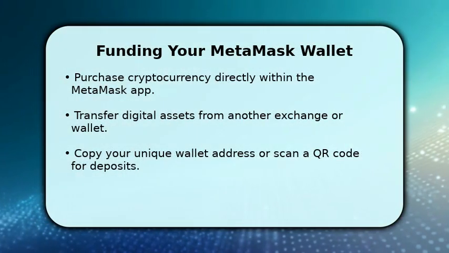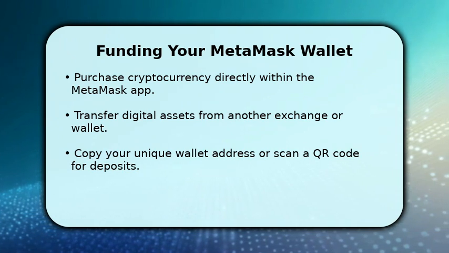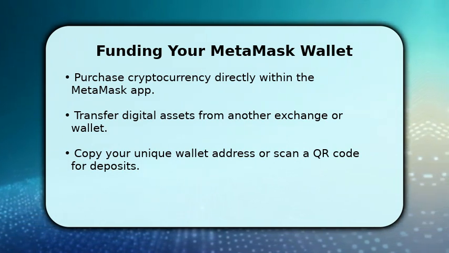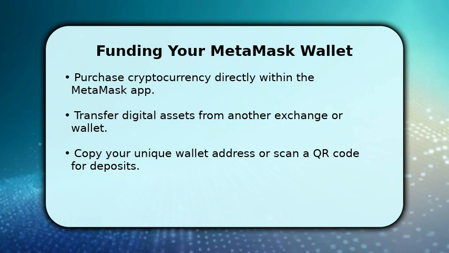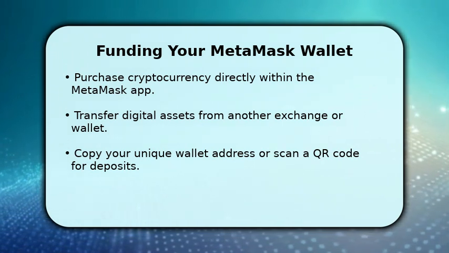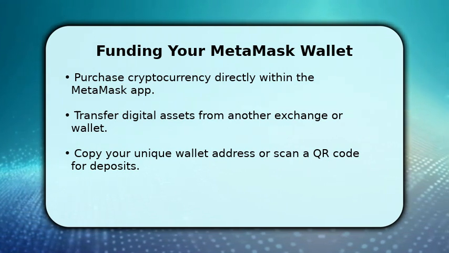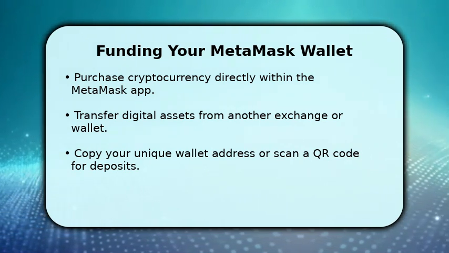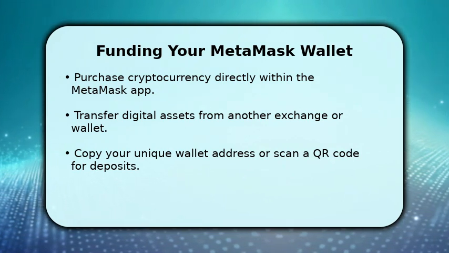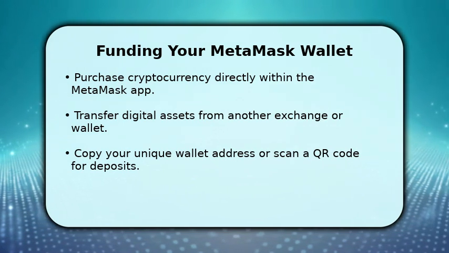Now that your wallet is set up, you'll need to add some cryptocurrency. You can purchase digital assets directly within the MetaMask app using various payment methods. Alternatively, you can transfer funds from another cryptocurrency exchange or a different wallet. To do this, simply copy your unique MetaMask wallet address or scan its QR code, then paste it into the sending platform. Always double-check the address before confirming any transaction.